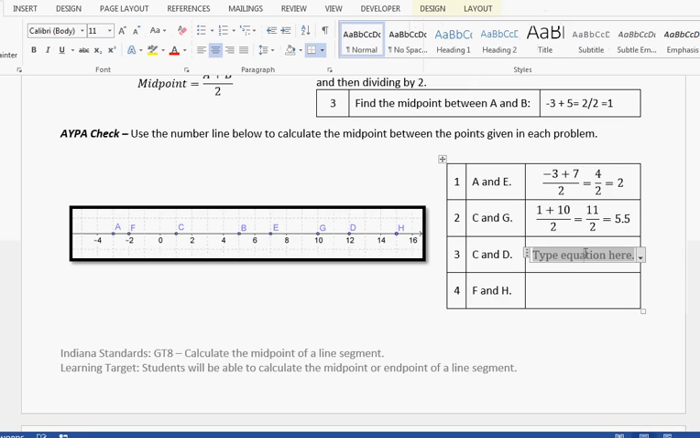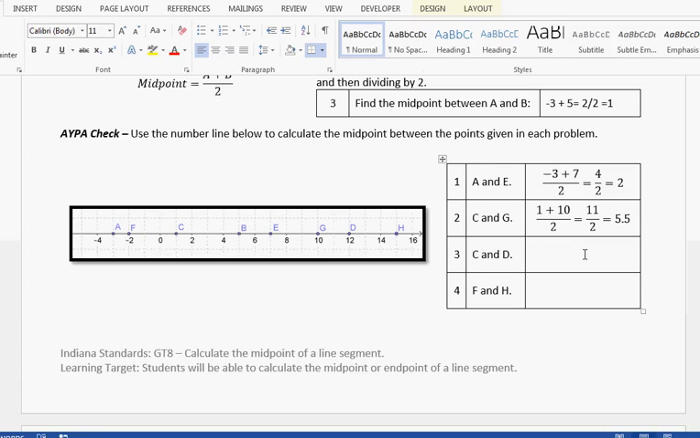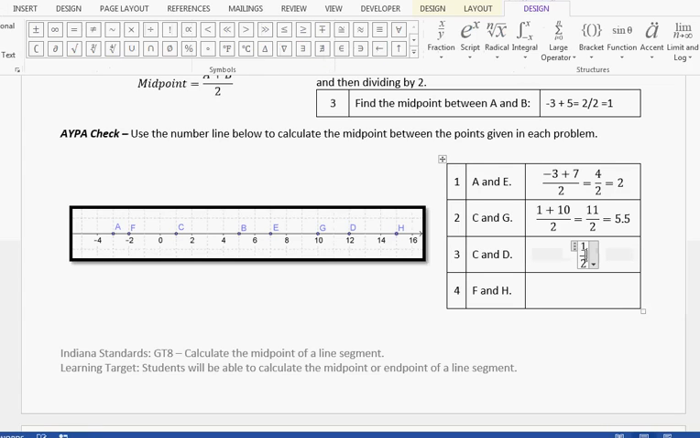Alright, and now we've got C and D. C is 1. Actually, I need that fraction bar again. Oh boy. There, okay. We've got 1 plus D, which is 12. So we're looking at 13 over 2, which is 7.5. No, it's not. That was a lie. Don't believe everything you hear on the internet.